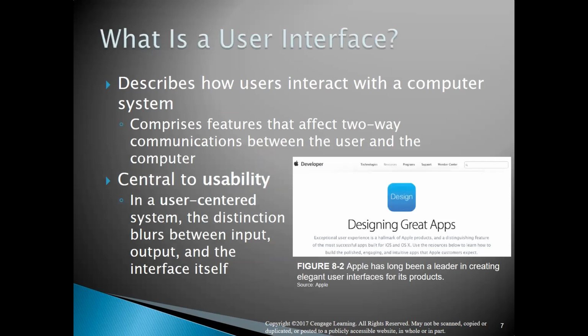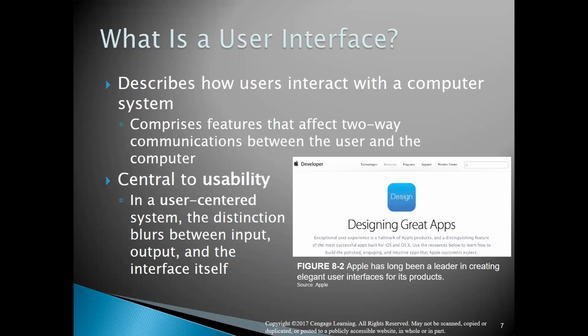So what is a user interface? It describes how the users interact with the computer system. In other words, if you're using Microsoft Word, when you click on the bold button, the italics button or the underline button, you are using the interface, the user interface.